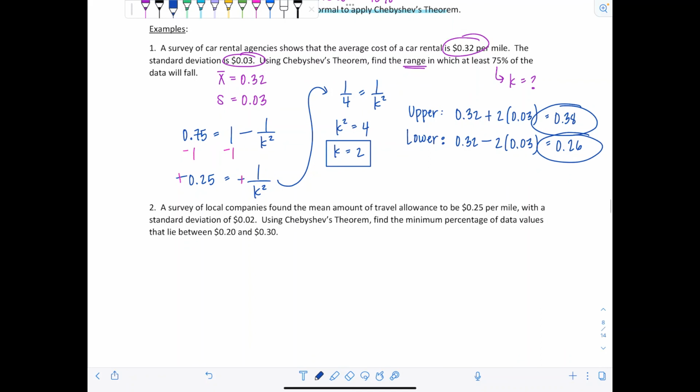If you are asked to give an interval though, I don't know how much algebra you guys have had. Interval notation, you list the values in increasing order. So 0.26 would come first. You put a comma, 0.38 after, and then parentheses. And that's interval notation. All right, if they ask for an interval.